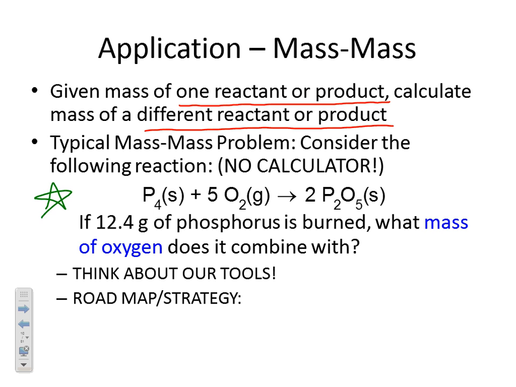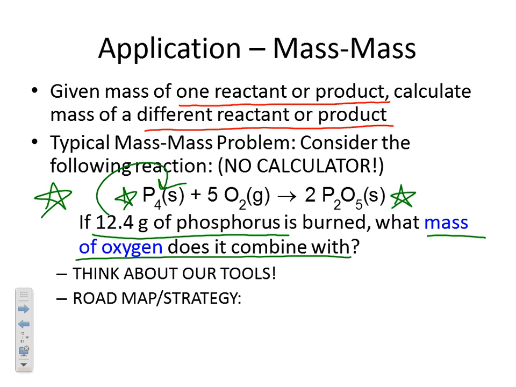It gives you a balanced equation. That's actually going to be critical. So you might want to think about why it is really important that in a mass-mass problem you have a balanced equation. That's super important. It says if 12.4 grams of phosphorus, so 12.4 grams of P4, is burned, what mass of oxygen does it combine with? So it's asking for the mass of this thing right here, the 5O2.